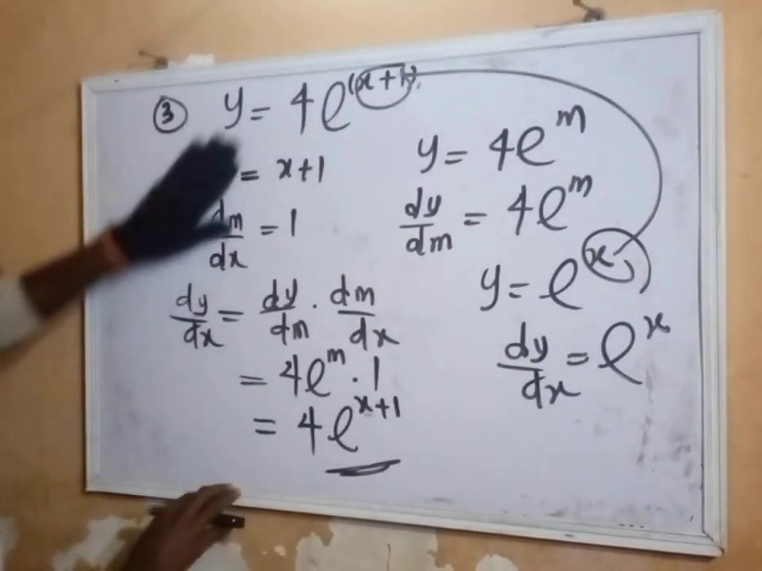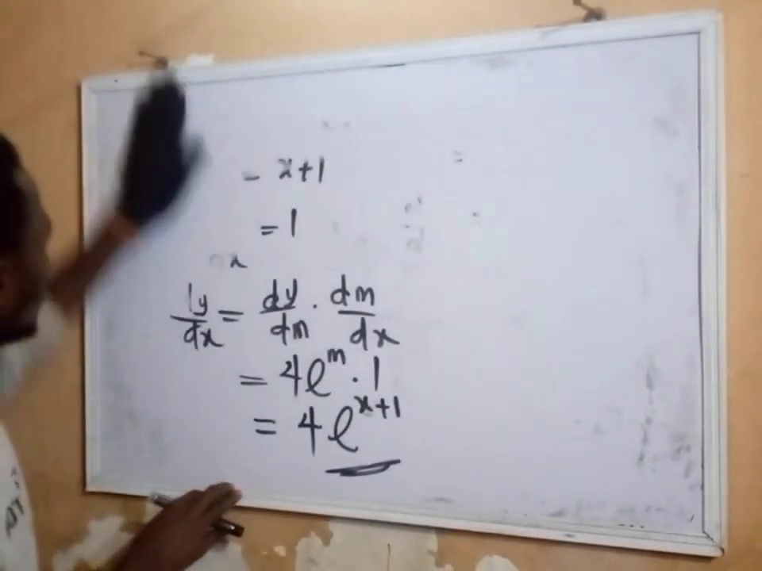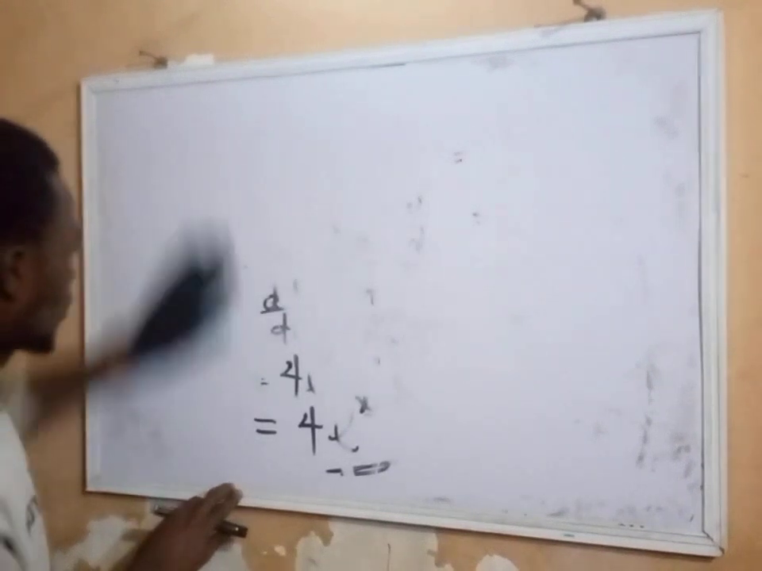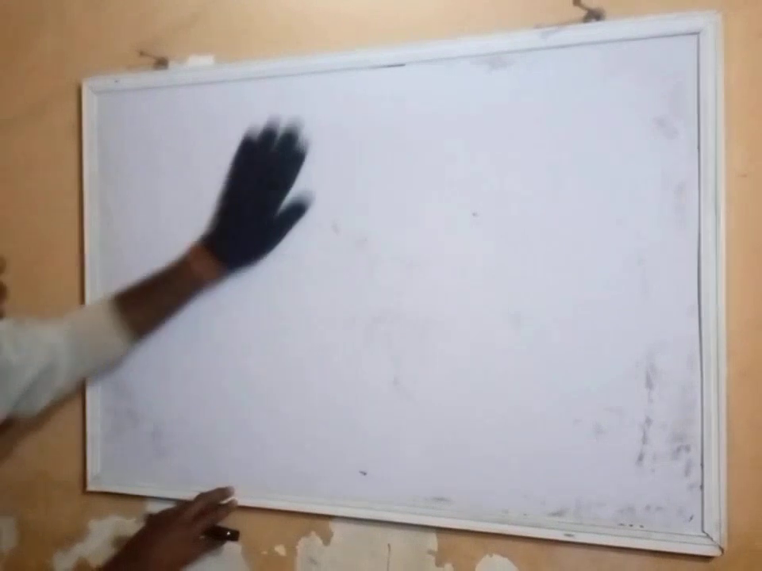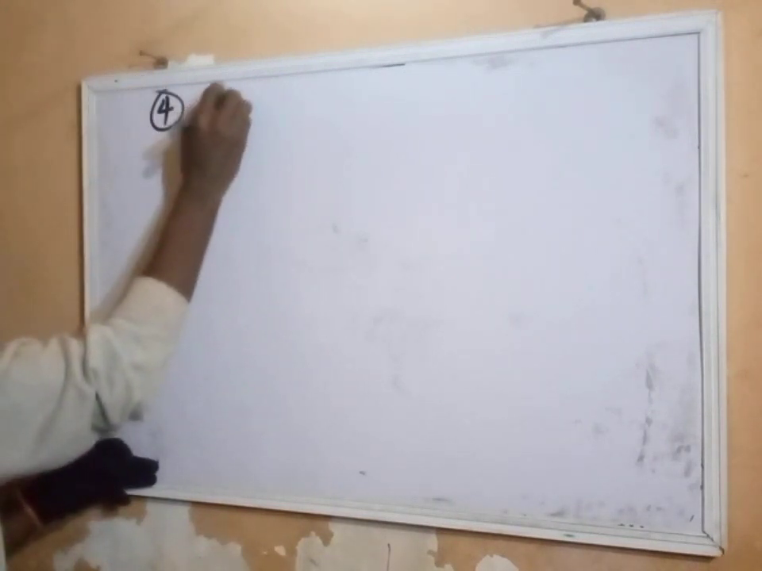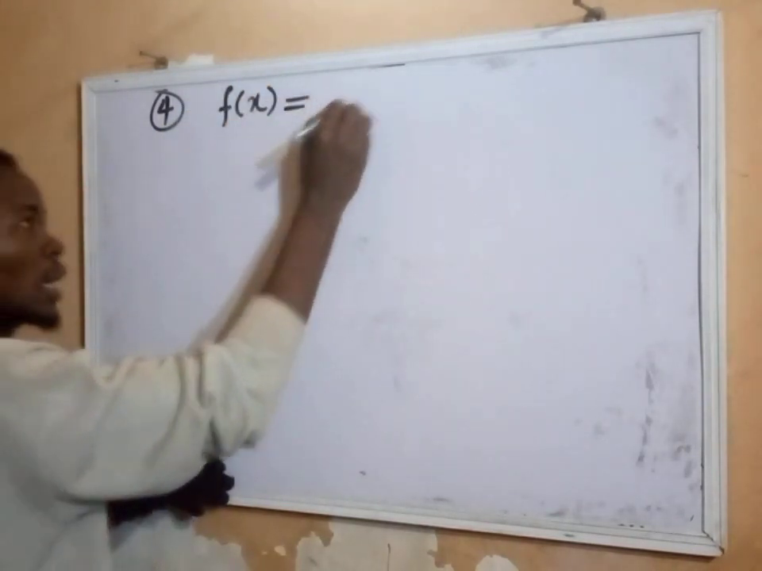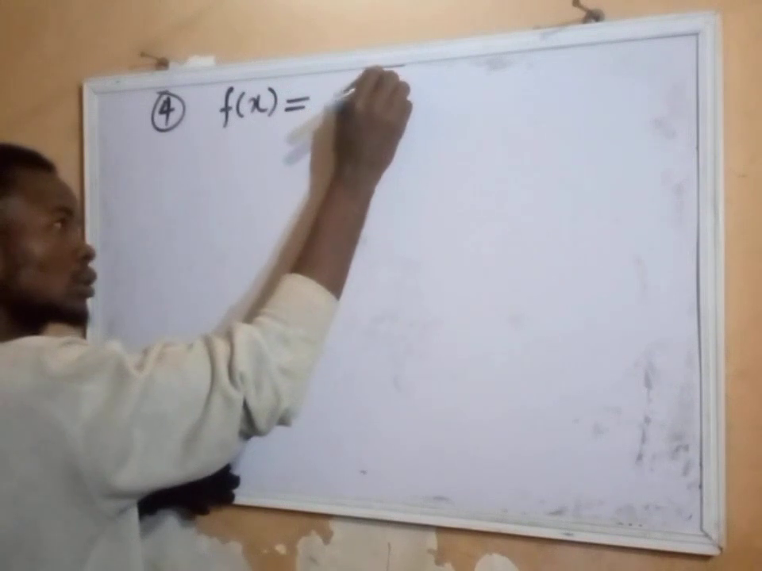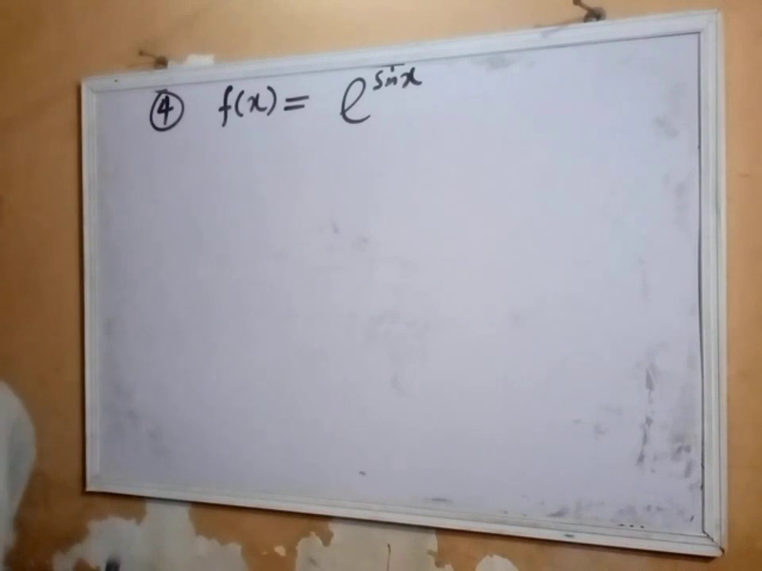If this is cleared, let's see another example. Another example of function of a function, which you need to know. You need to know all these examples. They are very, very important. Suppose you have exponential and trigonometry. Let's call this one example 4. If f of x equals exponential sine x, exponential and trigonometric function.